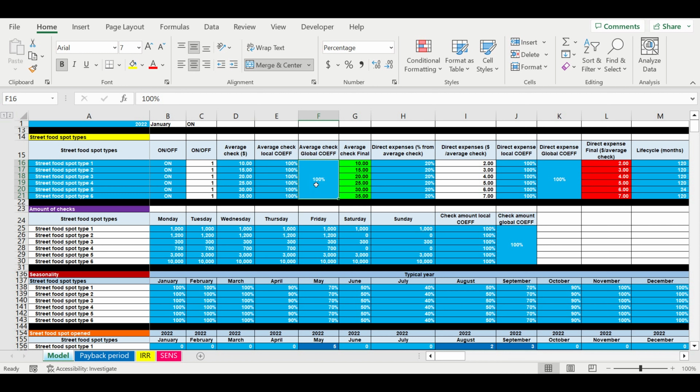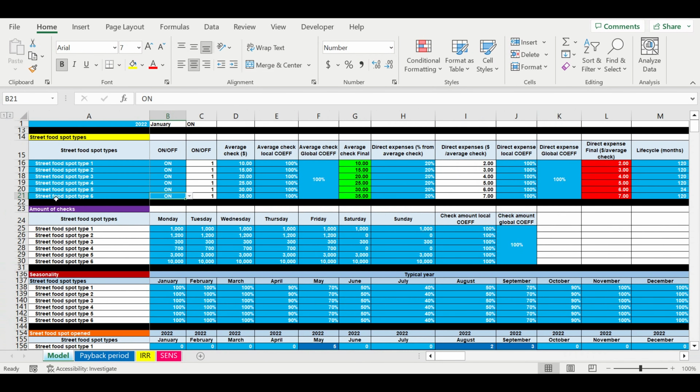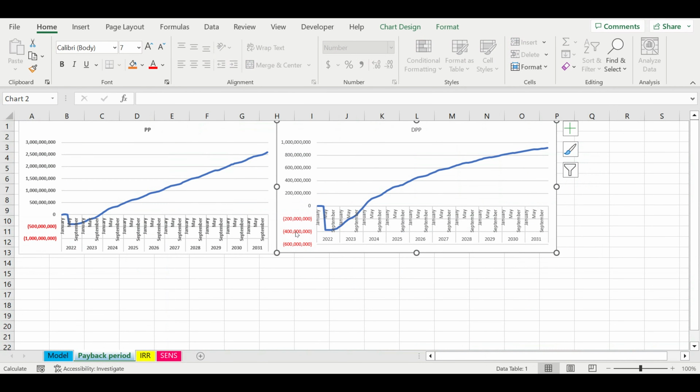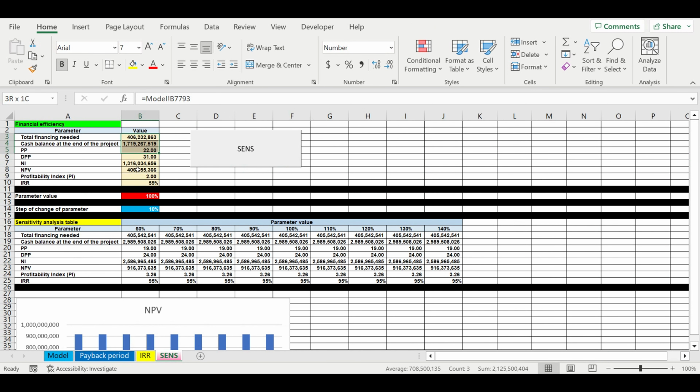So for example, we don't want to switch off street food spot type 6 from calculations. We just want to decrease the average check by 50%. So we just take 50% of the basic value, and we can go back to the diagram and see what will happen with our project. Also, we can go here and see how this change will affect the general financial efficiency parameters.